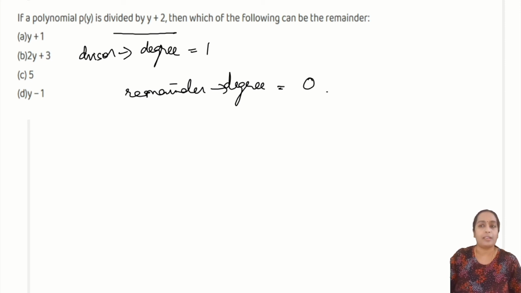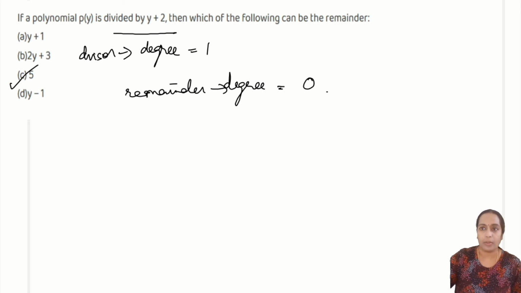So where is the degree 0 polynomial given in the options? The first option is degree 1, y plus 1. Second option is also degree 1, 2y plus 1. Fourth one is also a degree 1 polynomial. It's a linear polynomial, all these are. When you look at 5, 5 is a constant polynomial and it has got degree 0.